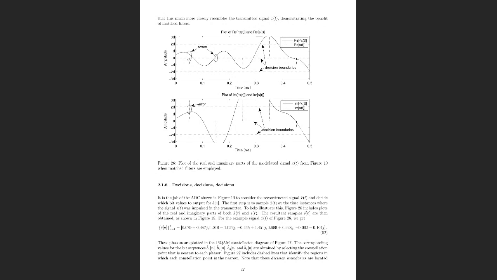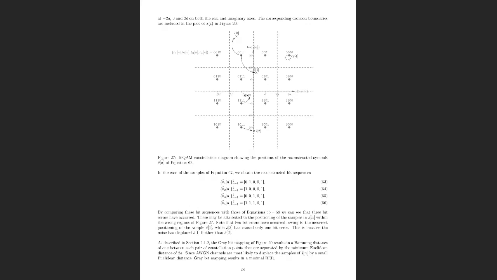So as a receiver, originally it should be minus d here, but here the wave becomes closer to d. This would cause a detection error, a decision error. And here originally the wave should be 3d, but now it's closer to d. This would also cause an error. If we look at it on the constellation diagram, this is what we originally transmitted, and this is what we received. The real part becomes closer to d, and the imaginary part becomes closer to d as well. So this received symbol would be detected as this one, which would be a mistake.